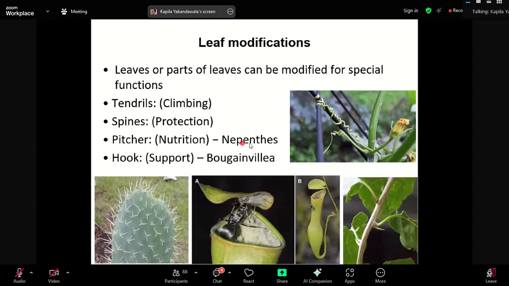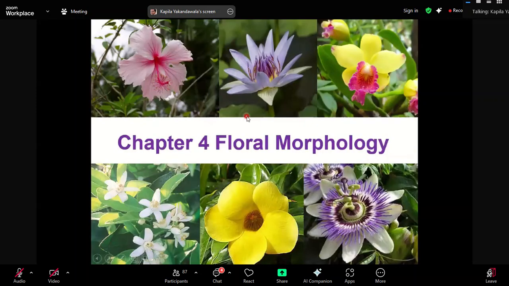Then pitcher plant, Nepenthes, this one. This is the leaf end modified to form the pitcher, and not the flower, right? So insects, when they move in, are trapped here. So it's a symbiotic association where the plant can get nitrogen. So not symbiotic, it is parasitic. And then bougainvillea leaves converted to hooks, so it can climb up. So those are the leaf modifications, right?